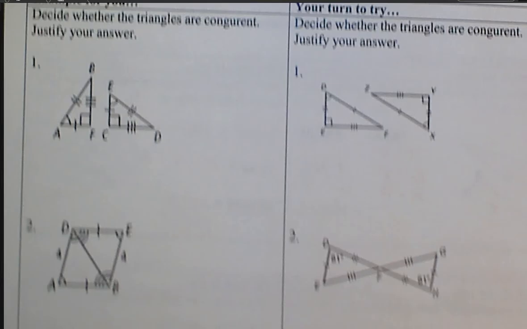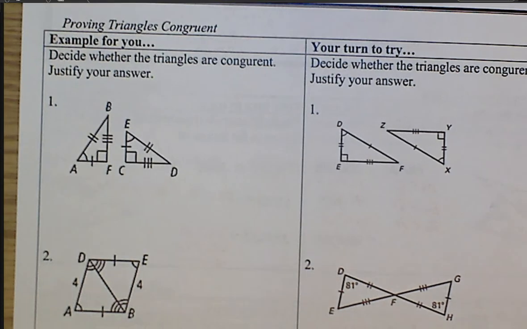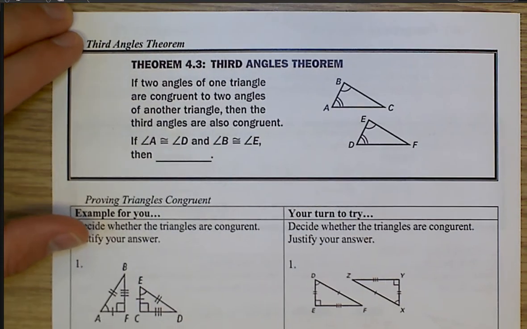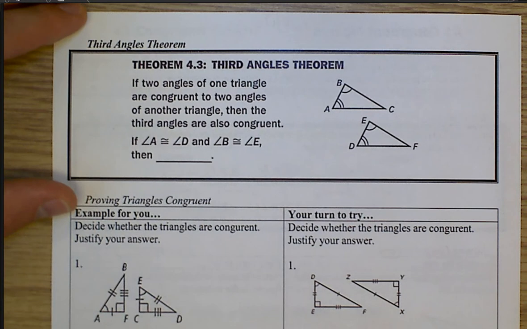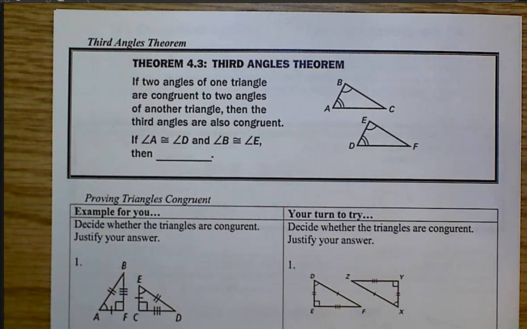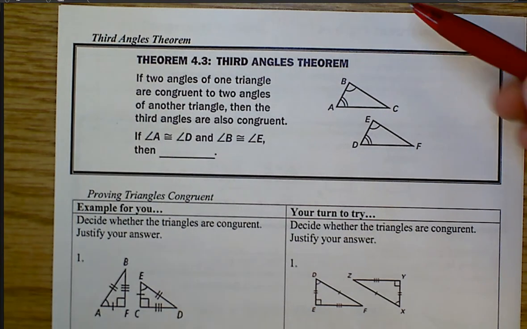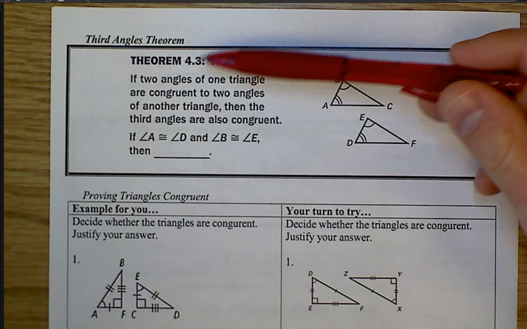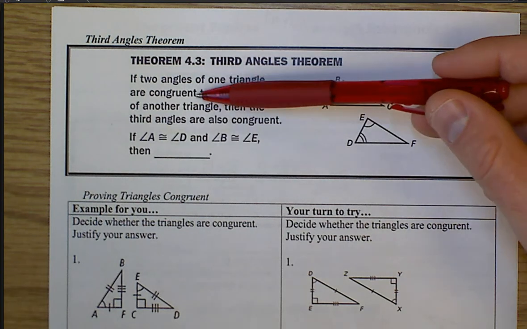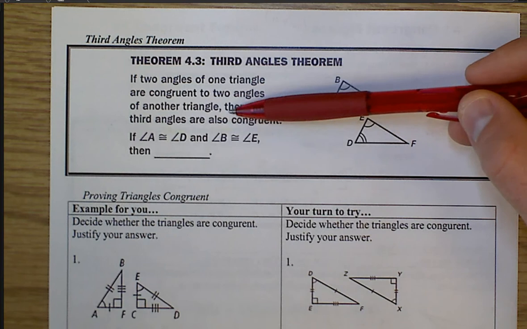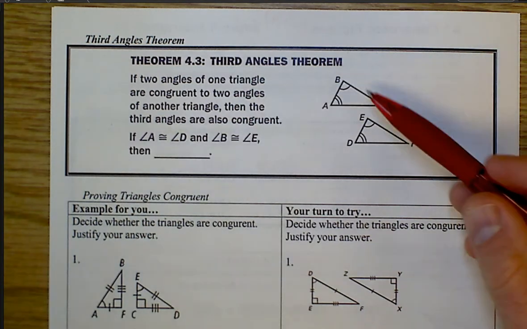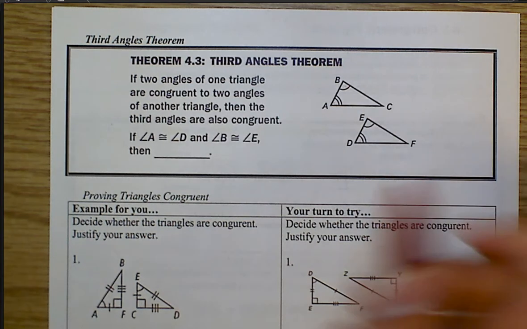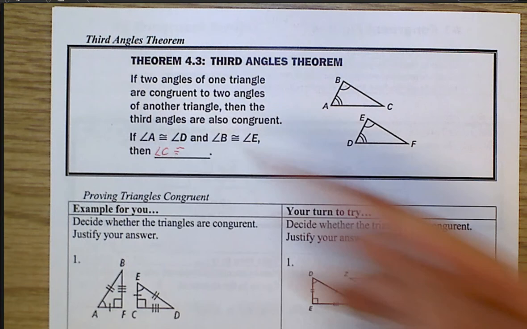This is called, let me zoom out a little bit here. This is called the third angle theorem, and this is honestly common sense, and I'll show you why, and then we'll kind of talk about how you're going to use it, or how you could use it. Basically, it says this: if 2 angles of one triangle are congruent to two angles of another, then the third angles are also congruent. So here you have A is equal to D and B is equal to E. So that means C, angle C, has to be congruent to angle F.